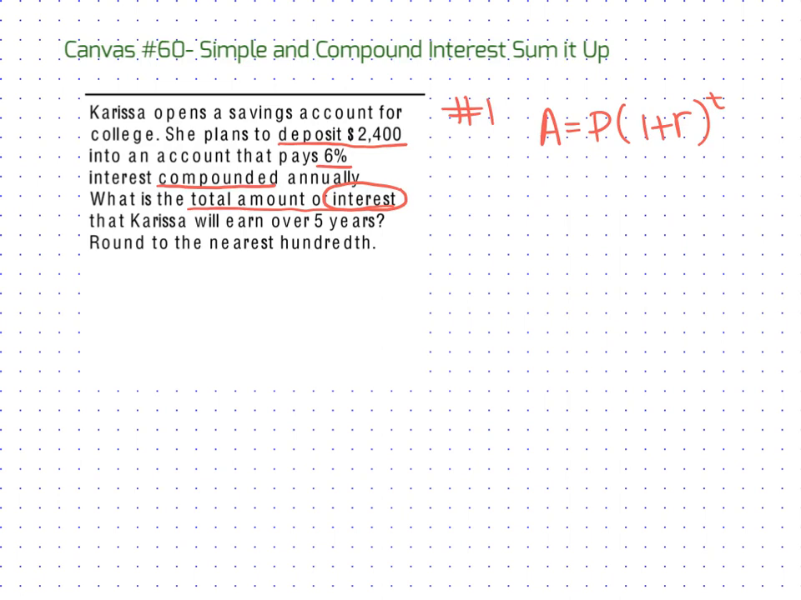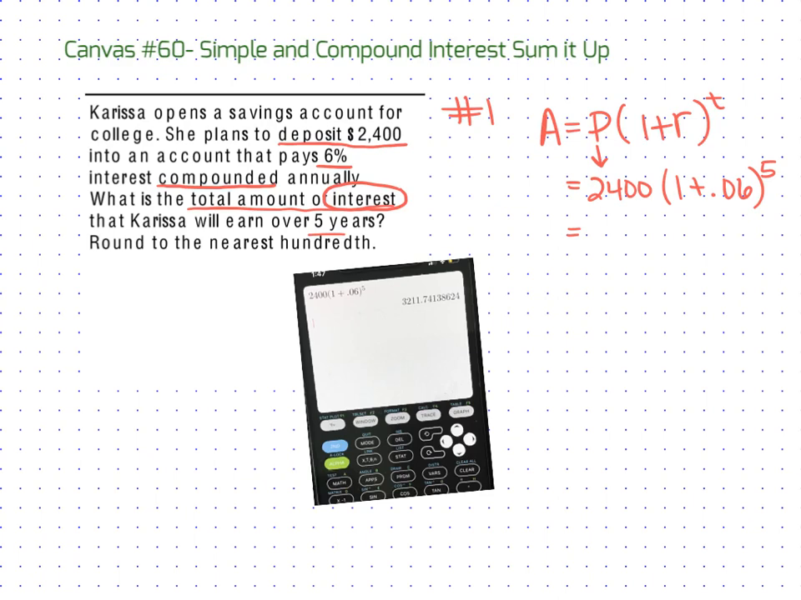The first thing I'm going to do is start by plugging in my values. I know my principal amount is $2,400. I have my 1. I know my rate is 0.06 as a decimal, and I know that my time amount is 5 years, which is my exponent. I'm going to plug this into my calculator, and when I do that, I'm getting an answer of $3,211.74.